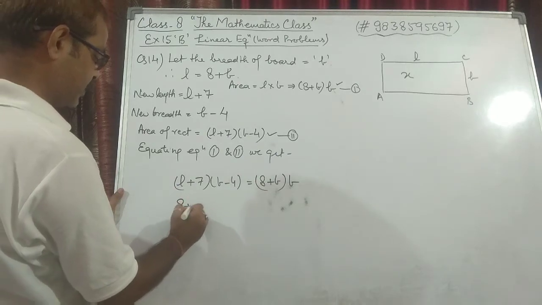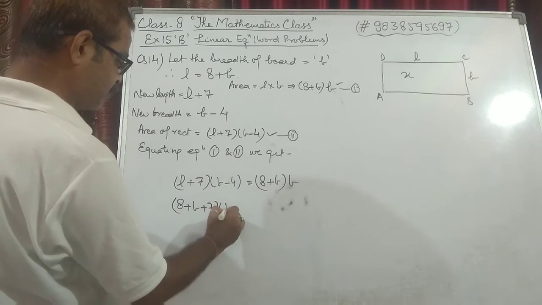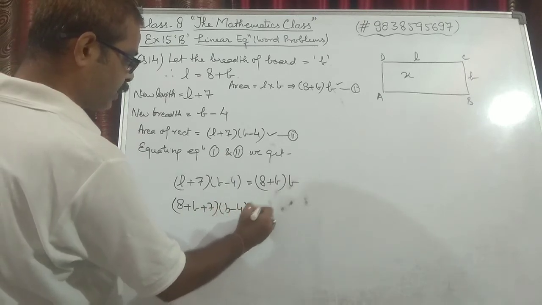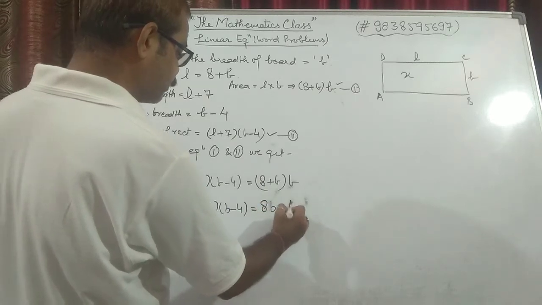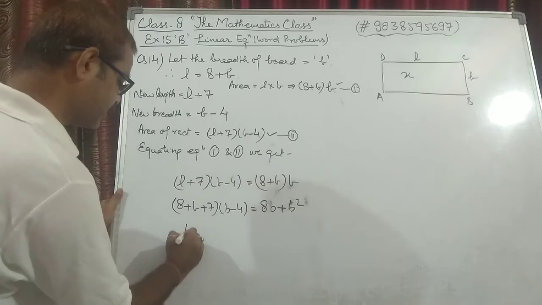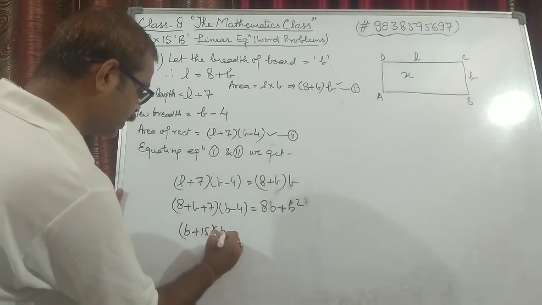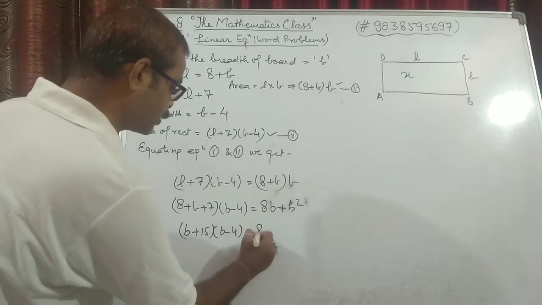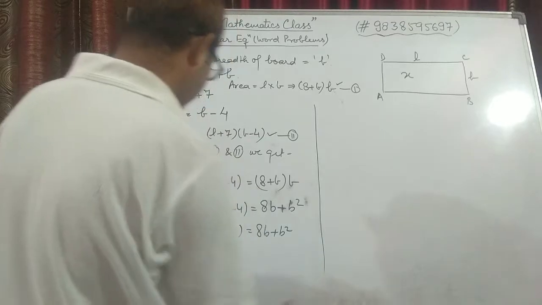So (8 + B) × (B − 4) is equal to, when you multiply this, 8B plus B square. Now 8 and 7 is 15. So this is (B + 15) × (B − 4) is equal to 8B plus B square. Now what can we do?